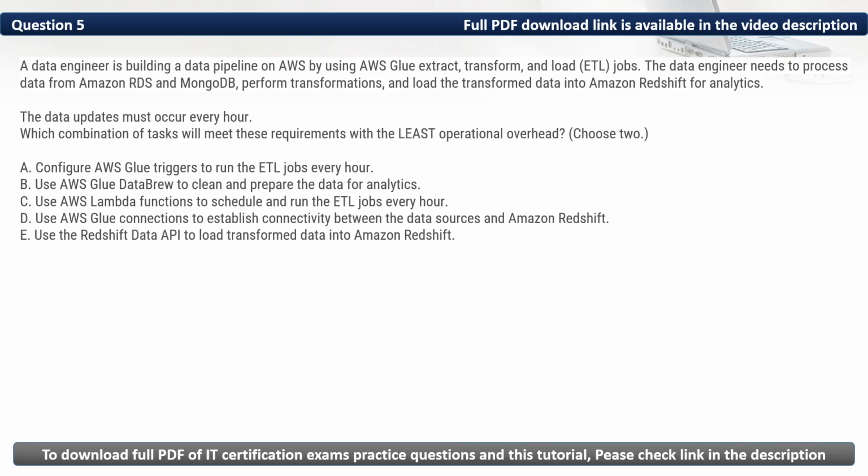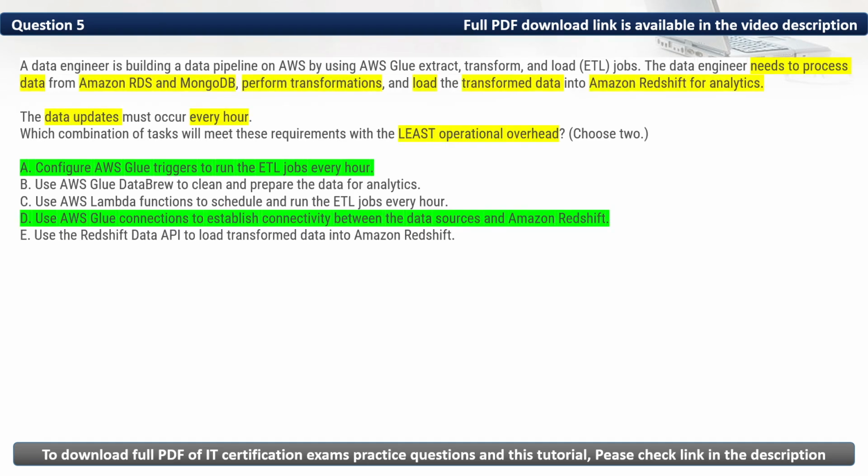Here in this question, the data engineer is using AWS Glue ETL jobs to create a data pipeline. The data engineer must process data, perform transformations, and load the transformed data into Amazon Redshift for analytics. The data updates must occur every hour, and the solution should come with least operational overhead. Considering all these requirements, the most appropriate answers are configure AWS Glue triggers to run the ETL jobs every hour and use AWS Glue connections to establish connectivity between the data sources and Amazon Redshift. Thus, the correct options are A and D.